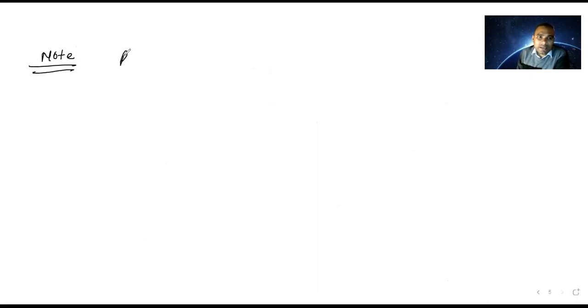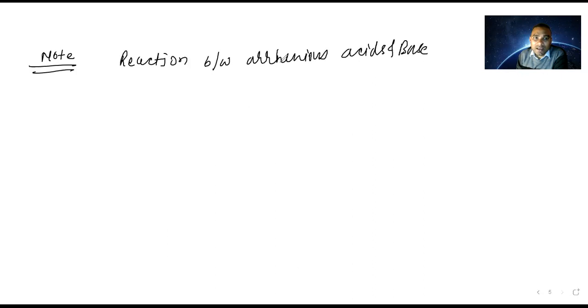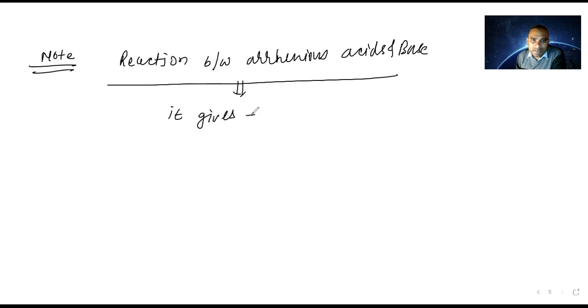This is important, this is where the difference is: the reaction between Arrhenius acids and bases. See what is happening here. In all three concepts, this reaction is different. What they are saying is that the reaction between an Arrhenius acid and base gives salt plus water. That is the important thing. An Arrhenius acid reacts with an Arrhenius base, so it is going to give salt plus water.